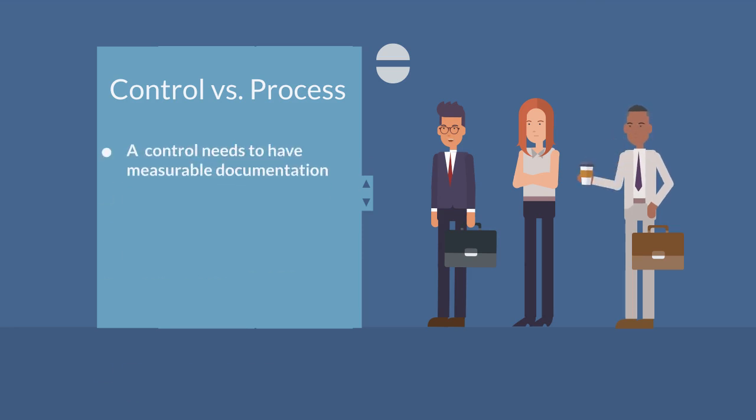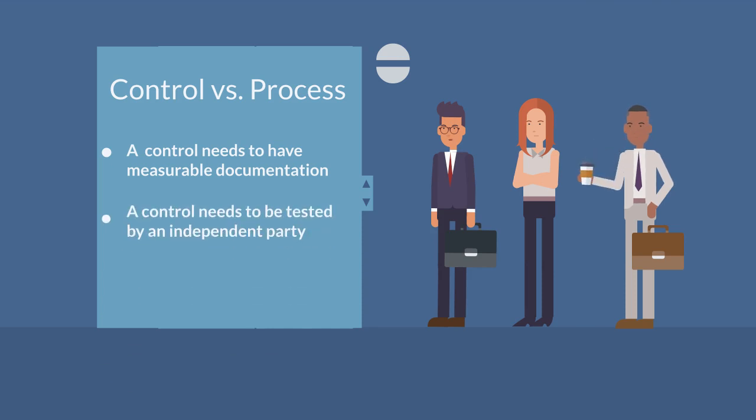First of all, a control needs to have measurable documentation. An example of this would be something like a loan approval. A loan can be approved verbally, but also can be approved in writing. For a control to operate, we would need to have it down in writing or some sort of measurable documentation to prove that the loan was approved.